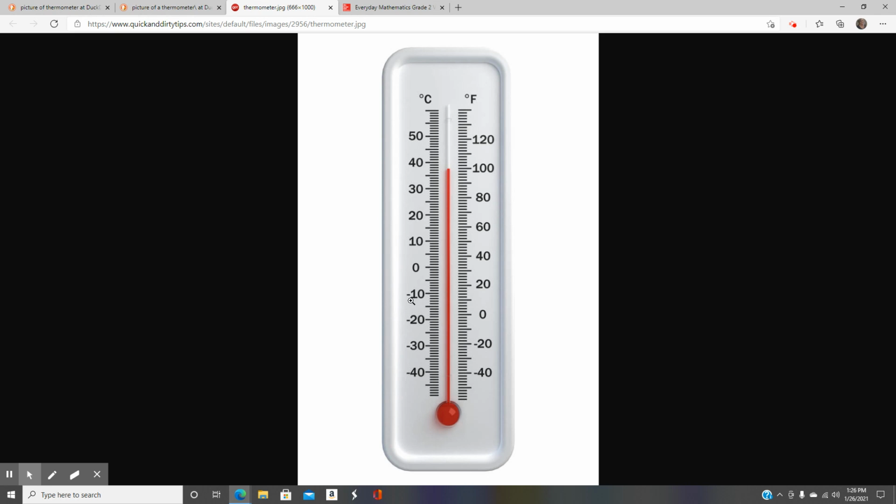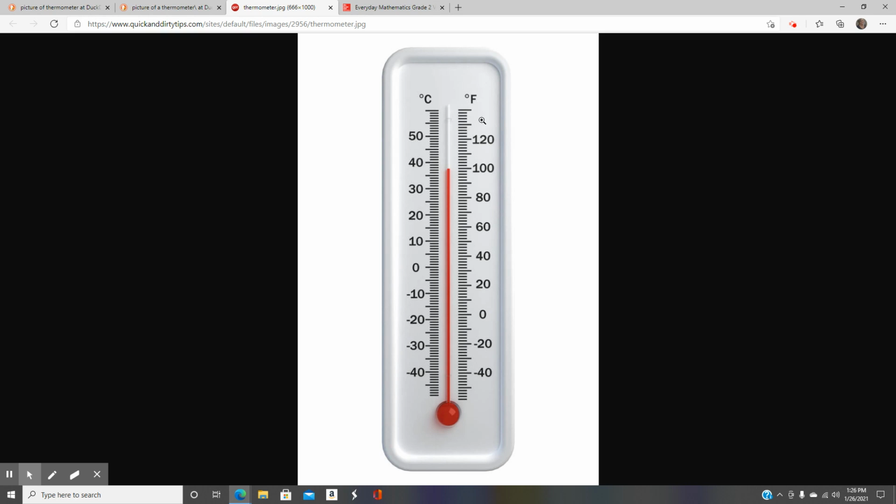Now, the negative degrees mean that it's colder than 0 degrees. So as you get closer to the 0, it gets colder and colder. And as you get below the 0, it gets even colder and colder and colder. So that's the Celsius side.